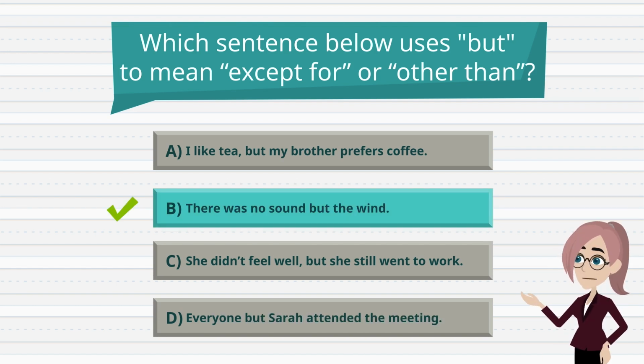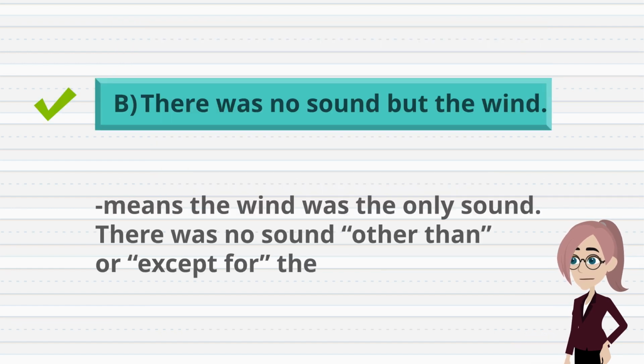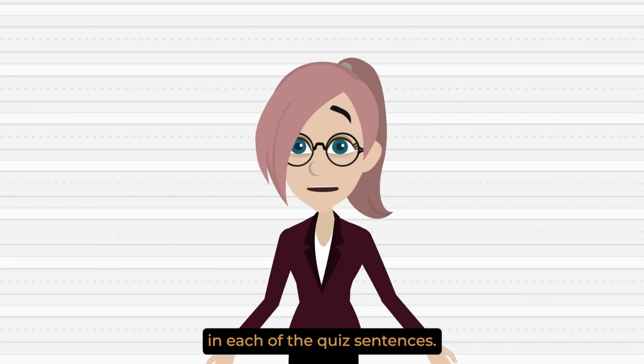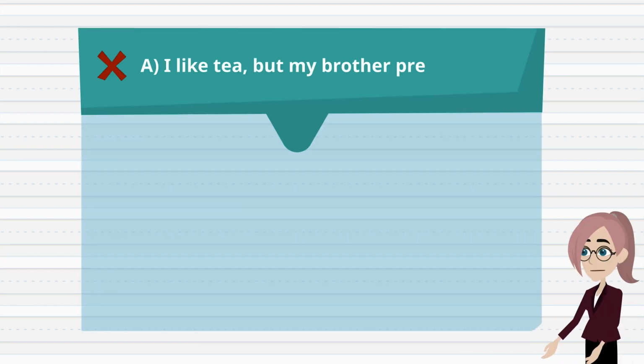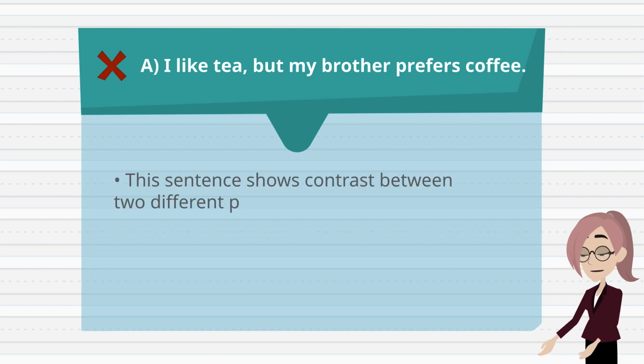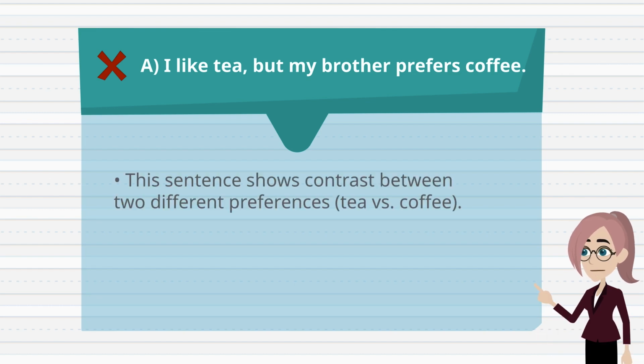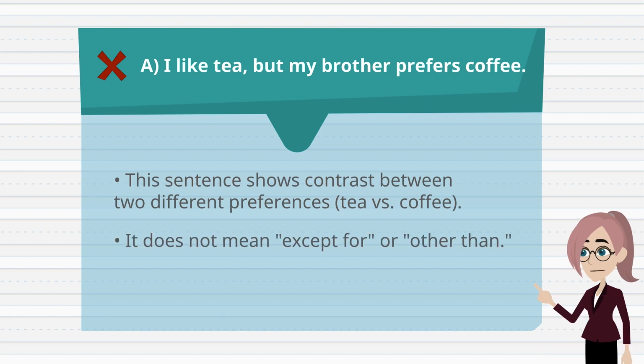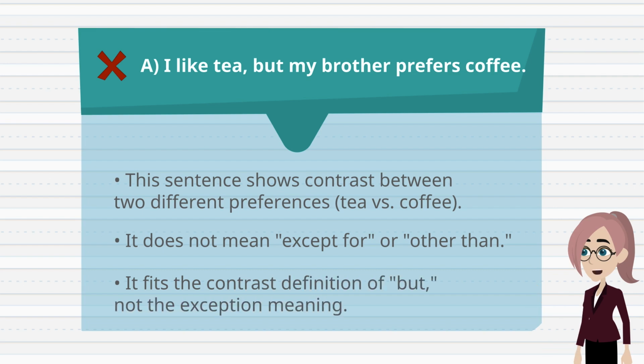The answer is B. "There was no sound but the wind" means the wind was the only sound. There was no sound other than or except for the wind. Let's review the meaning of "but" in each of the quiz sentences. A is not correct. "I like tea, but my brother prefers coffee." This sentence shows contrast between two different preferences, tea versus coffee. It does not mean "except for" or "other than." It fits the contrast definition of "but," not the exception meaning.